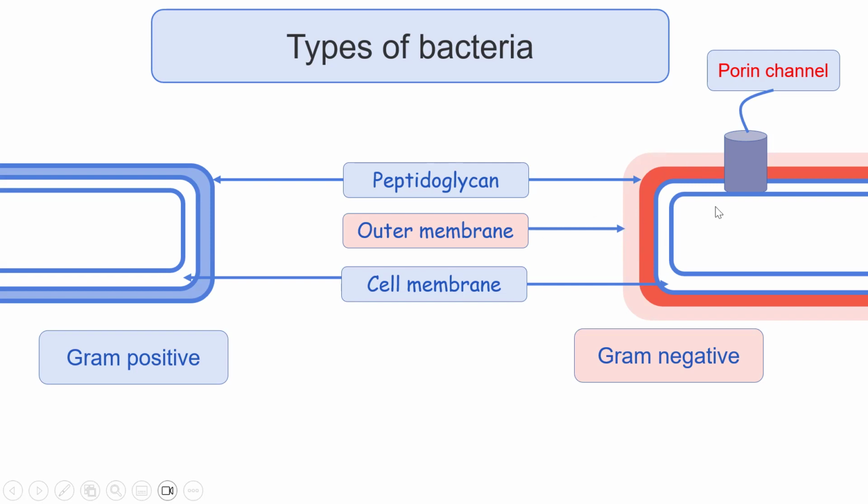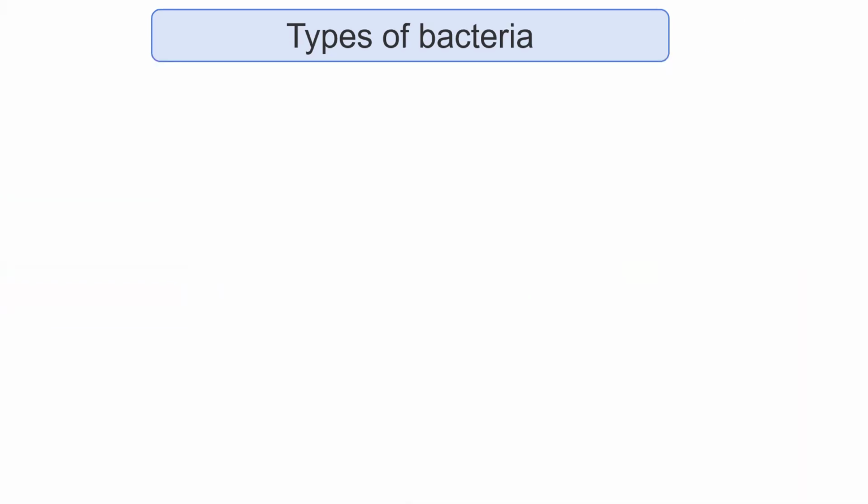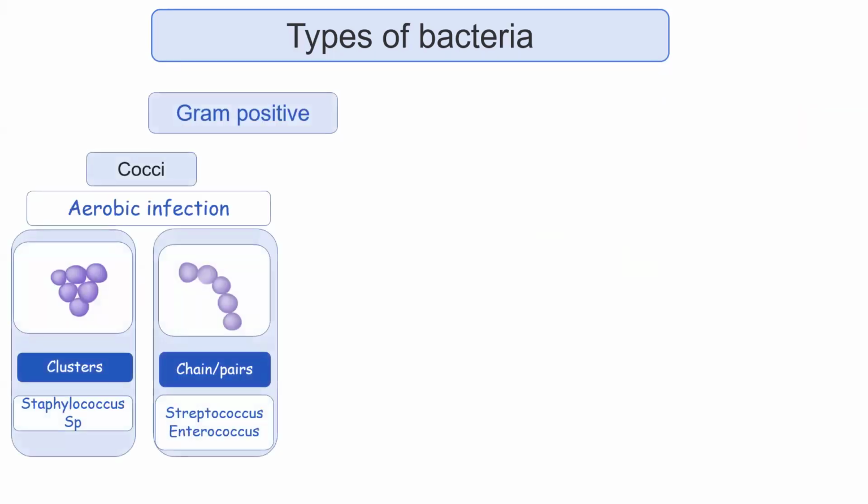Another difference is that the gram-negative bacteria have what are called porin channels, and these porin channels have some clinical implications when we need to understand the mechanism of resistance. And some examples of the gram-positive and gram-negative bacteria: we have some aerobic infection gram-positive cocci. If the bacteria appear in clusters, this is called Staphylococcus species, and if they appear in chains, we have the Streptococcus and the Enterococcus.